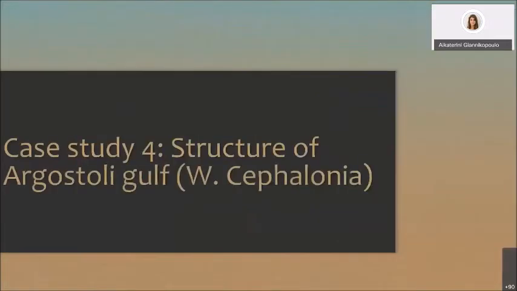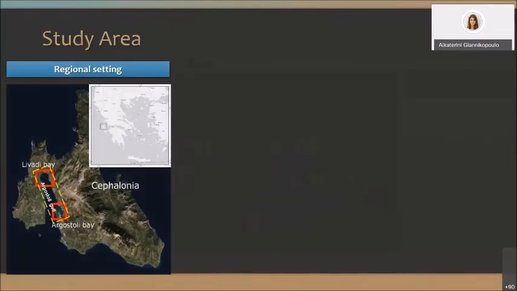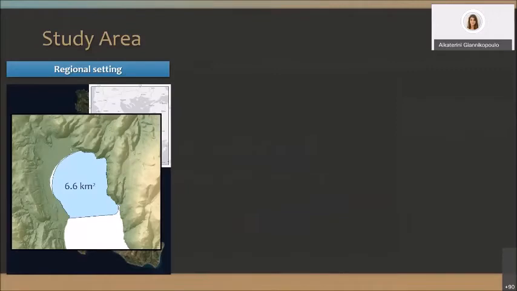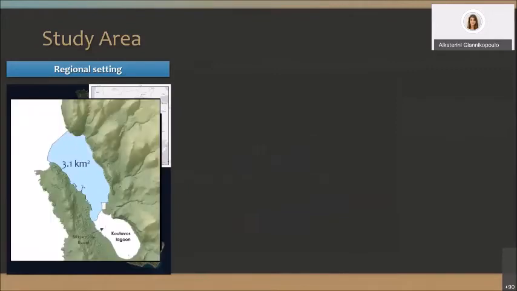The final case study regards the structure of Argostoli Gulf. In this work, a multifactorial approach is used, aiming to contribute to the knowledge regarding the modern morphology of the area's seafloor and its shallow structure. Kefalonia is located in the Ionian Sea. The study area consists of two parts of the semi-enclosed Argostoli Gulf of the island. Livadi Bay is situated at the northern part of the Gulf, while Argostoli Bay is located at the southern end.